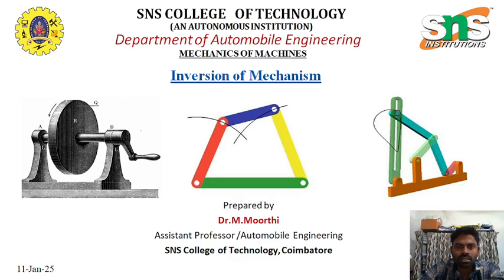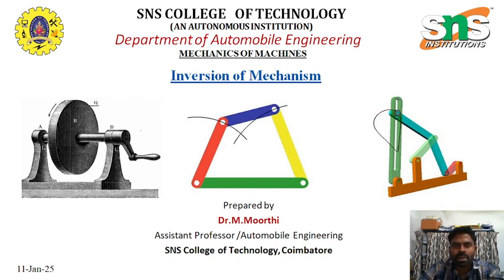In the last lecture, we discussed what is a mechanism, what are the different types of mechanism, and then what are links, pairs, and the basic terms. And this is the further part of the mechanism, that is, the inversions of mechanism.